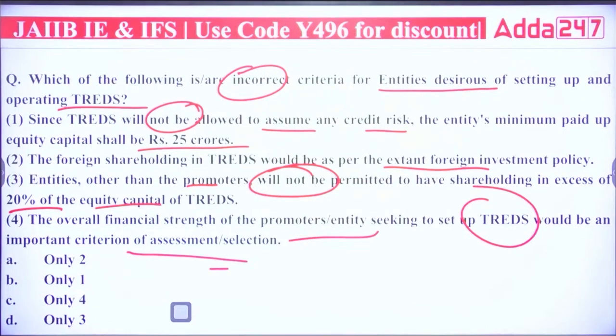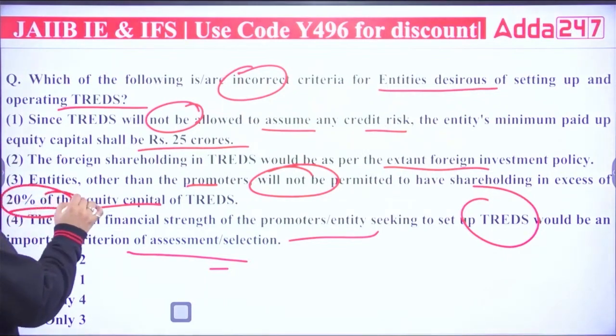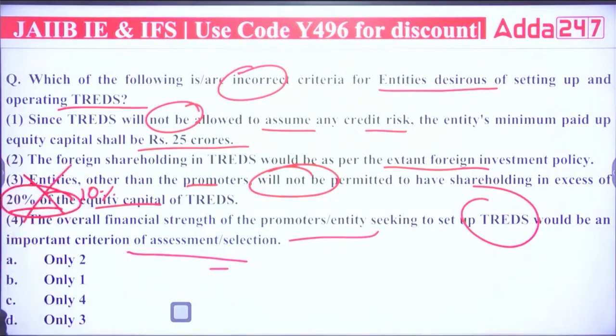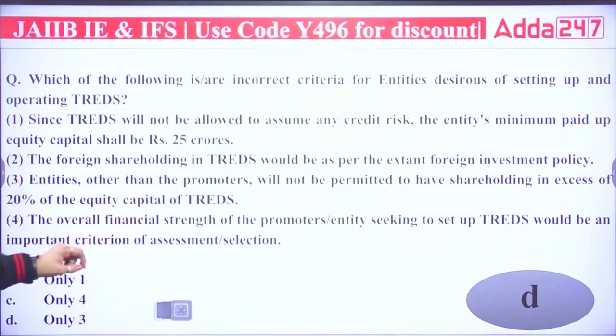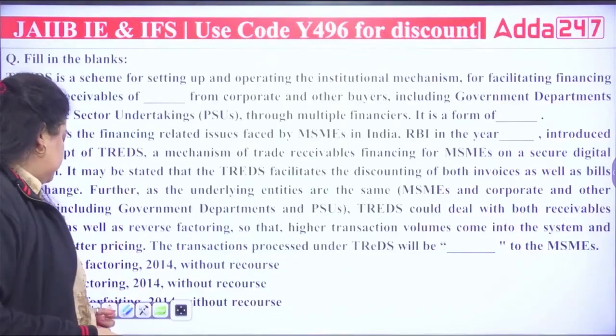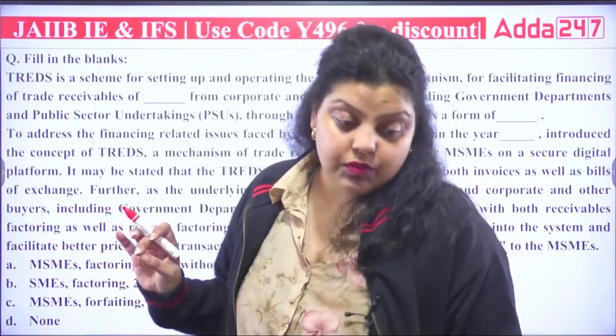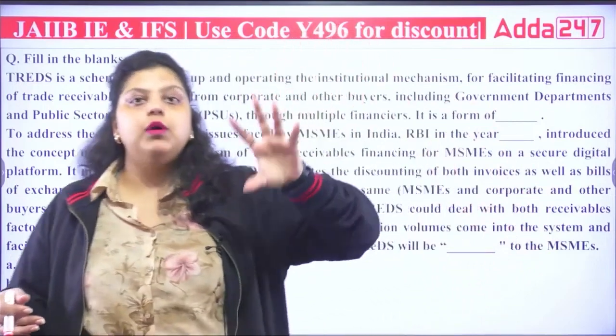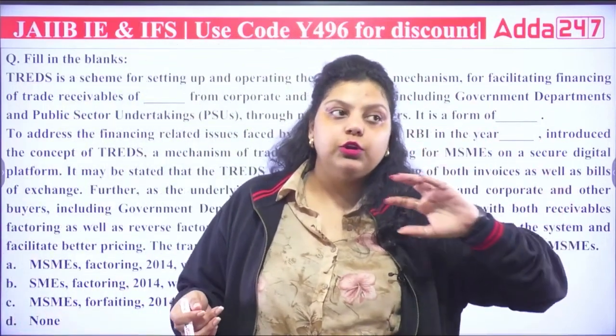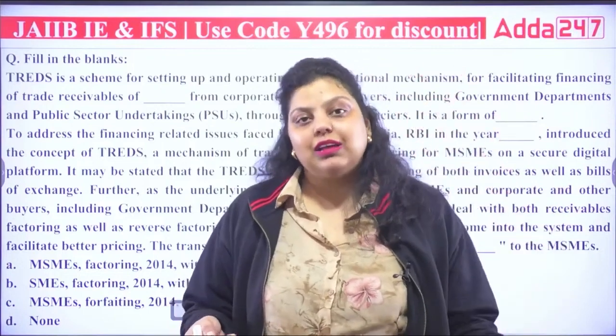The right answer here will be all are correct, but not the third statement, because if you talk about shareholding in excess of 20% of equity capital, it is not 20%, it is 10%. So the right answer is D, only the third is incorrect. All the others are correct. And the wrong thing in the third statement is that it is talking about 20% of equity capital of TReDS. No, it is 10%. Okay, so do remember, each and every statement is giving you certain information about the concept related to the topic. So in the form of a question, you are reading, revising or understanding the actual term which is asked here. Okay.